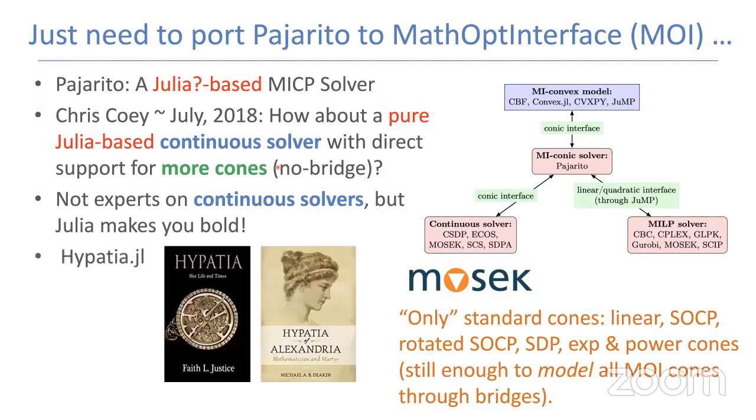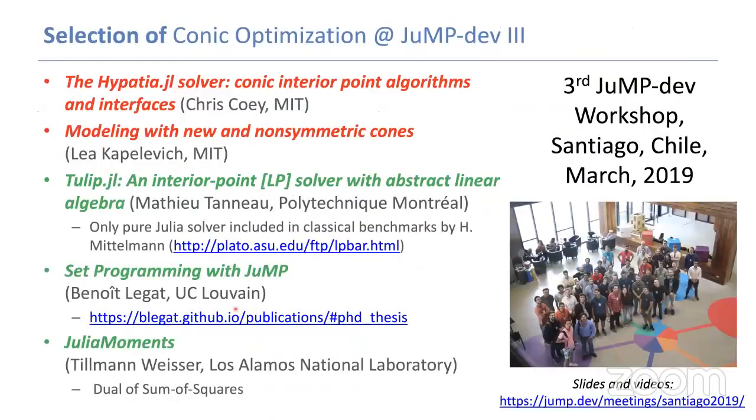And basically that's how Chris got started on Hypatia. Chris named it Hypatia because Hypatia was a Greek Egyptian mathematician who liked conic sections and actually designed an astrolabe, which is technically an analog computer. So she likes computers and cones, a perfect name for a conic optimization solver. And we started working over the years. Then Lea Kapelevich also joined the team and started working on this.